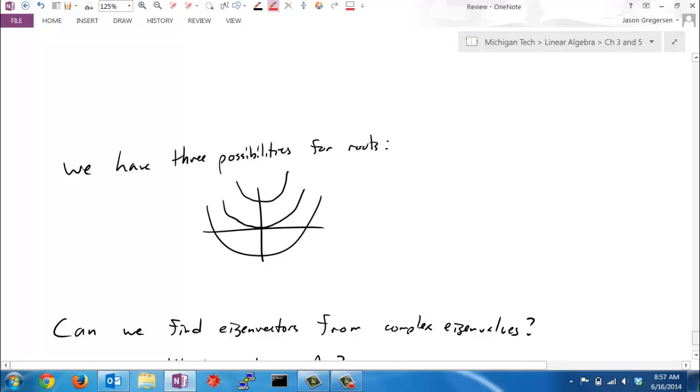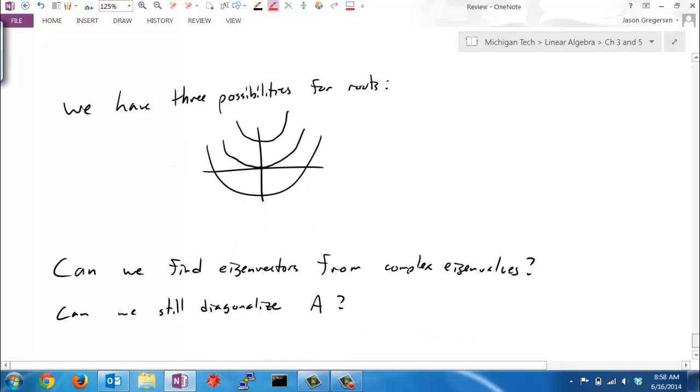But what about the roots for this parabola? I don't see what they are. But I have a theorem that says there are always roots. The problem is in this case they're complex. So we will get complex eigenvalues. The question is, what do we do with them? Do we get complex eigenvectors? If we do, can we still use those to diagonalize the matrix? And those are the questions we're going to talk about next time.